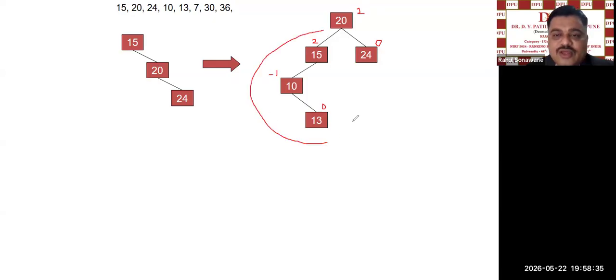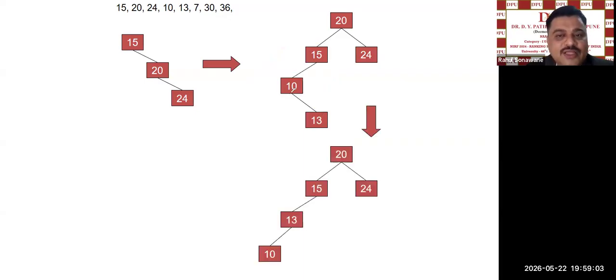Okay. So therefore, we have inserted node 13 in the right of left subtree, and because of that, the tree gets unbalanced. So first of all, we have to perform the left rotation, followed by right rotation. So it is actually LR rotation, left followed by right. After performing the left rotation, my tree will look like this: 13 will become the root and 10 will become the left child of 13.